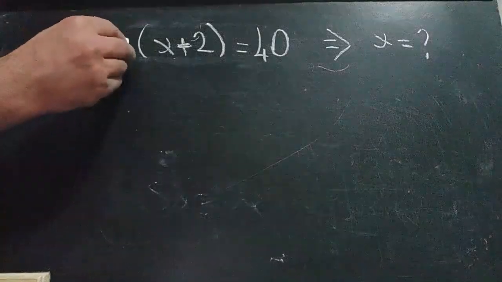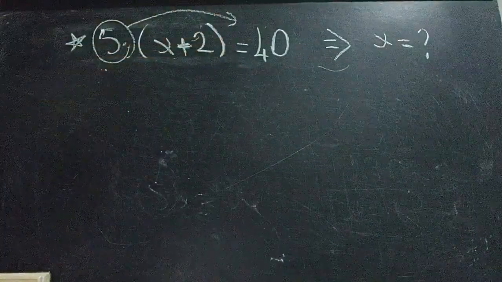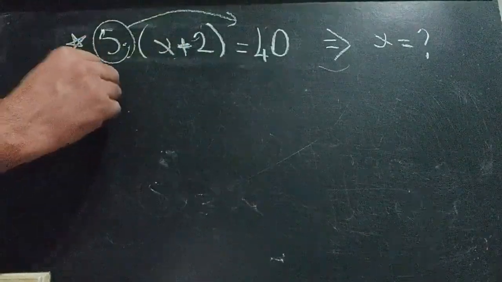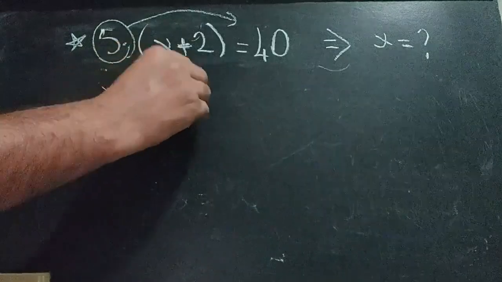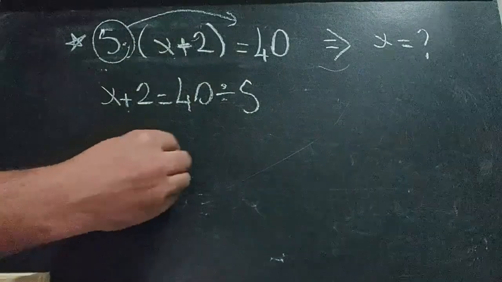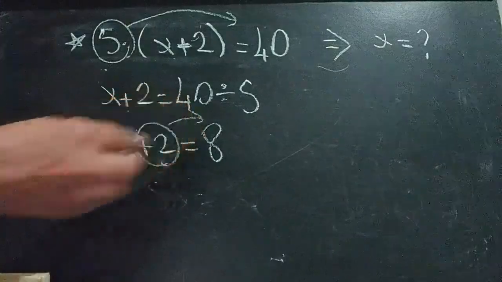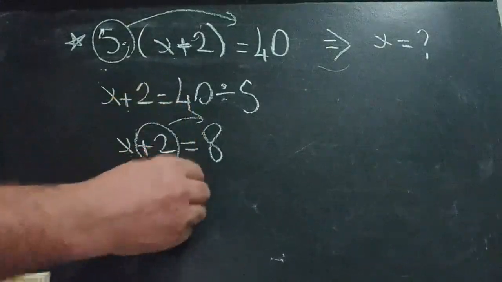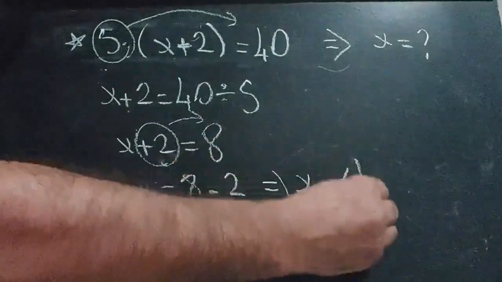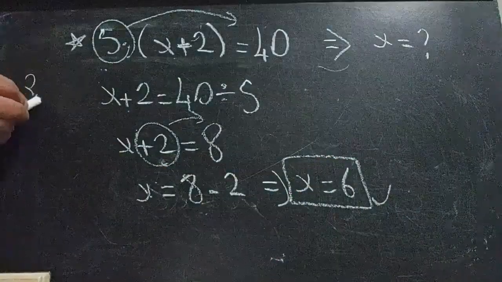Alright, now let's check the second method. You can send this times 5 to the other side as division without opening the bracket. That will give you x plus 2 equals 40 divided by 5. x plus 2 equals 8. And this one to the other side is subtraction. x is going to be 8 minus 2, which is 6. See, I got the same answer. I must get the same answer. That was my second method.